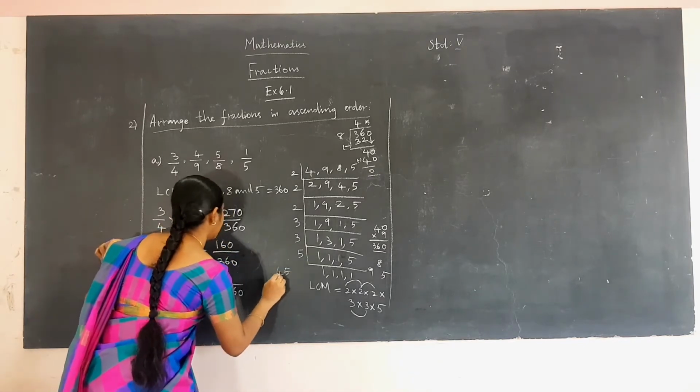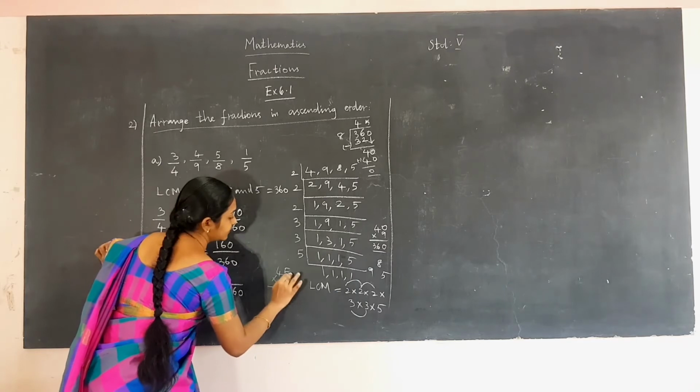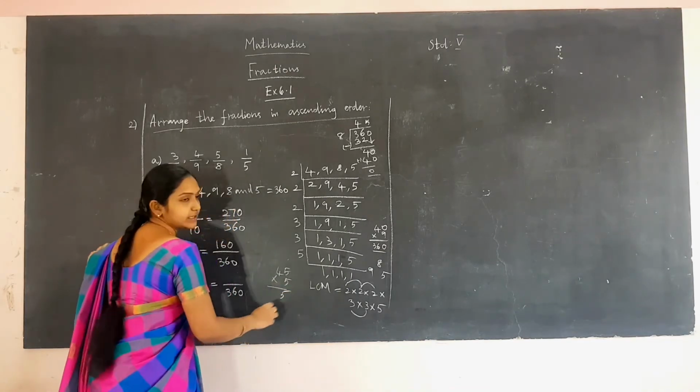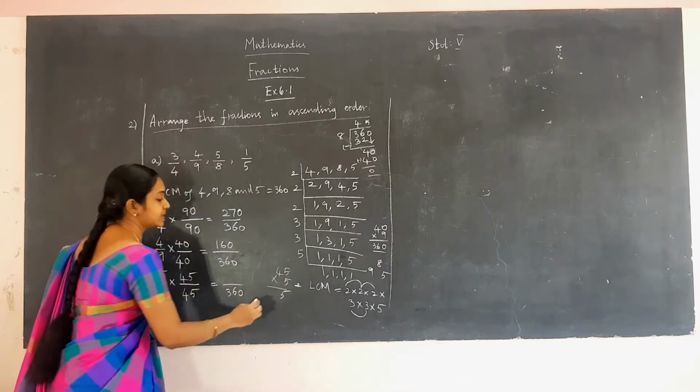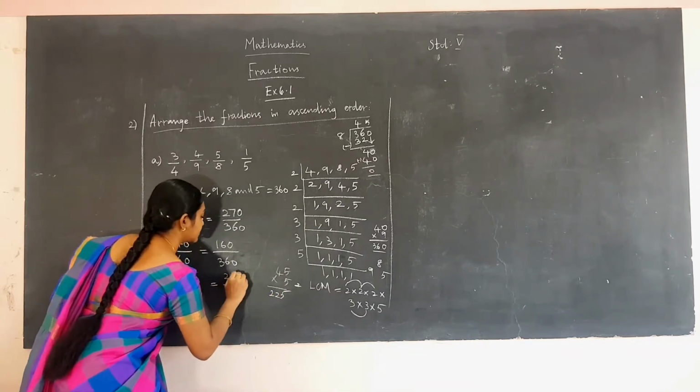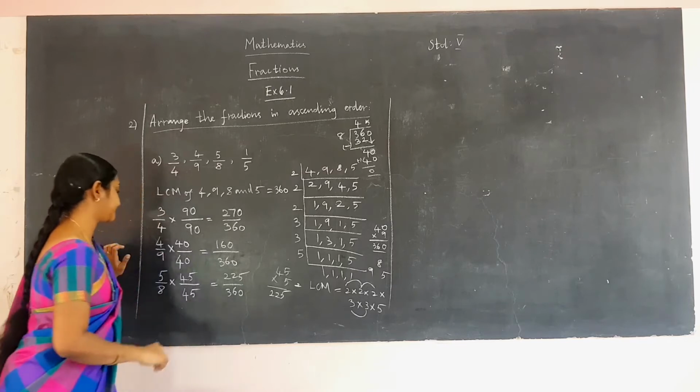45 into 5. 5 into 5 is 25. So write 5 right here and 2 is remaining. 5 4s are 20. 20 plus 2 is 22. So the number is 225.